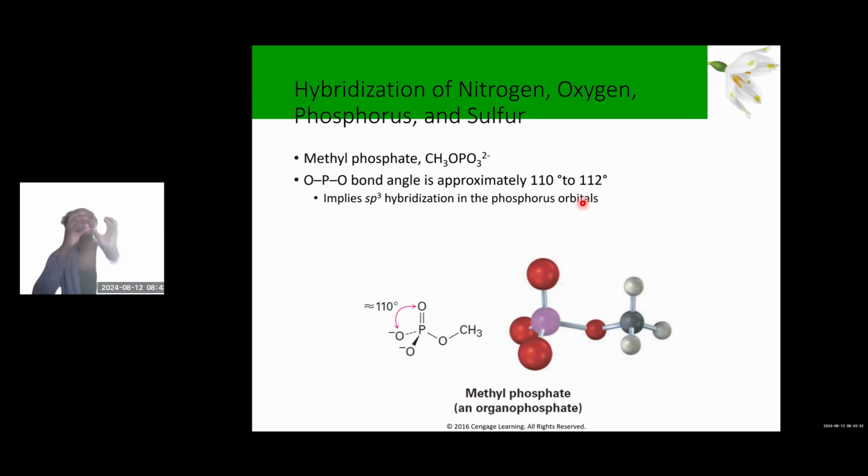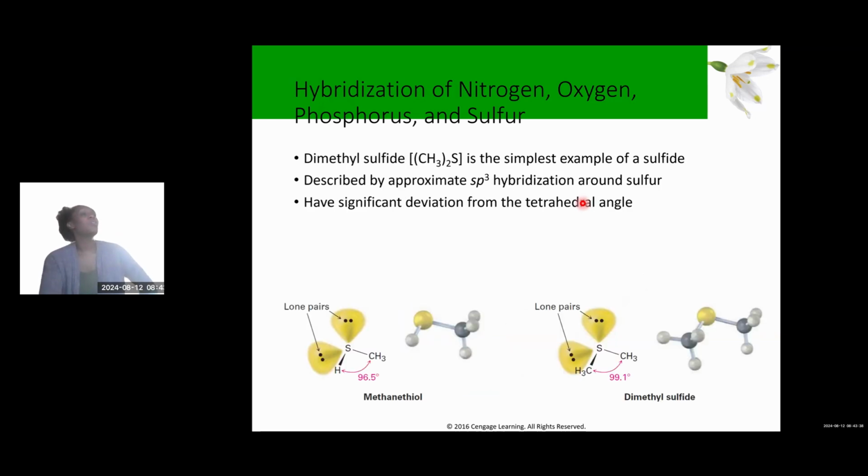And so again, you're looking at not how many bonds you have, but how many different things it is connected to, including your lone pairs. So again, we have sulfur. Now, sulfur is slightly different than the other ones that we looked at. While it's still described as approximately sp3 hybridized, even though it's bonded to 4 different things, you see your bond angle is significantly smaller at 96.5 here, or 99 here, okay? And it's because these electrons are a little further apart, pushing that bond angle in just a little bit more.